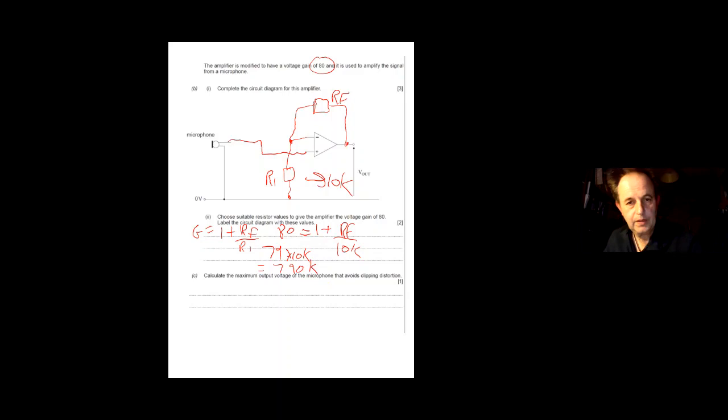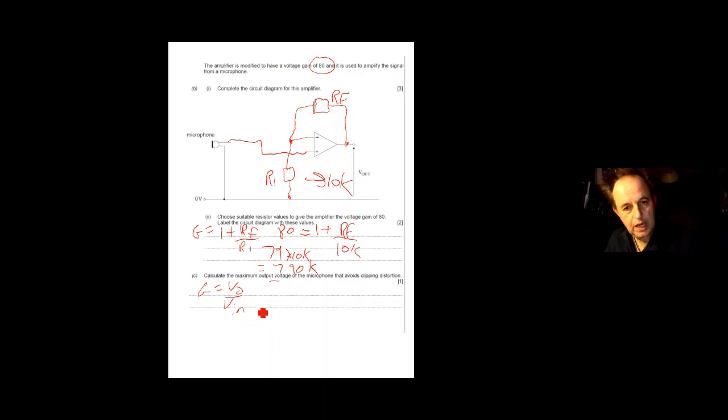790K, sorry. Okay. So yeah, if you have two unknown resistors, choose one to be 10K. Right, and here we go. Maximum output voltage that avoids clipping distortion. Okay, so we'll go with a gain, which is V out over V in.